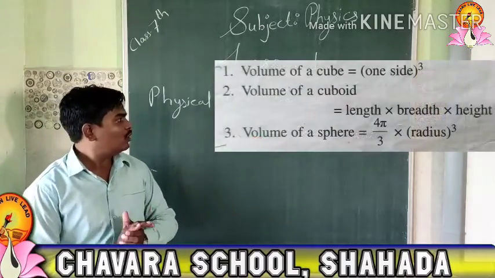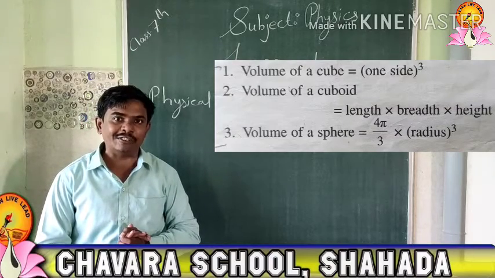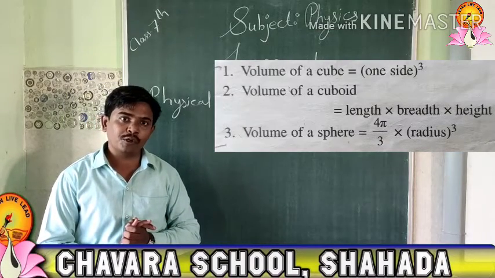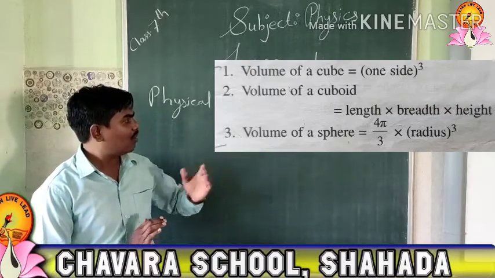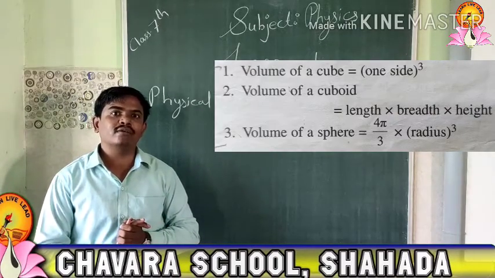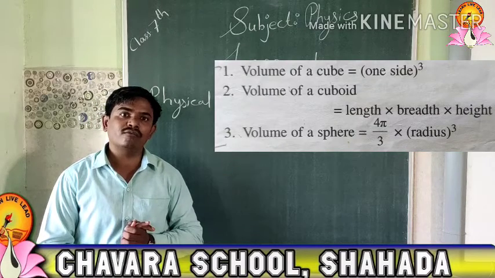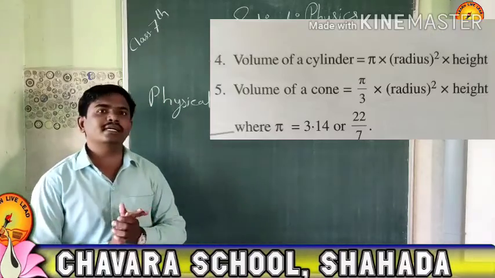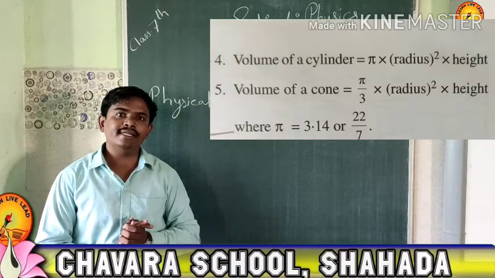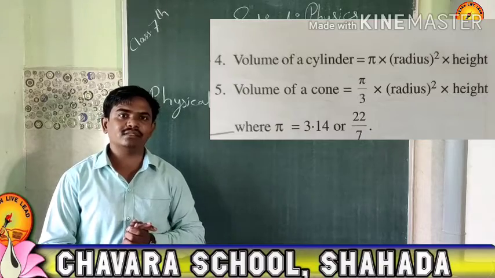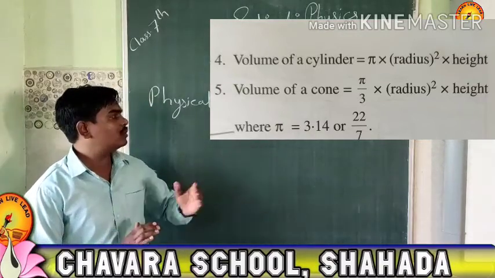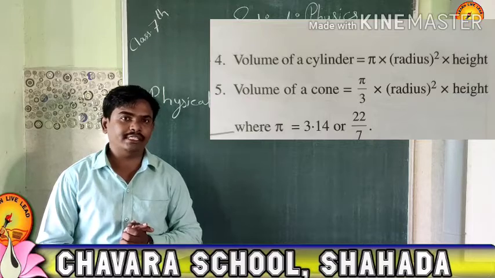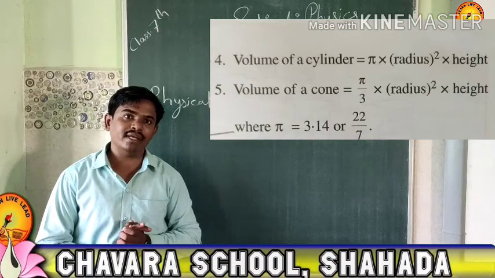Here you can see the volume of cuboid, length into breadth into height; the volume of cube, side to the power cube; and the volume of sphere, 4 by 3 pi radius cube; and the volume of cylinder, pi radius square into length; and the volume of cone, 1/3 pi radius square into height, or in place of height we can also use the length.